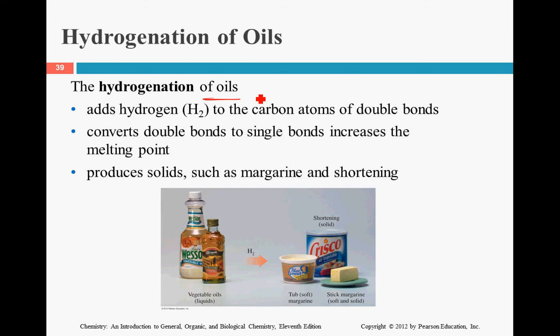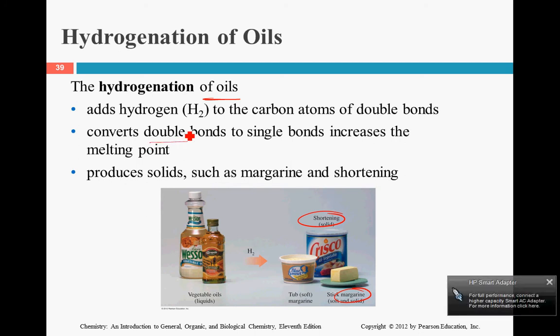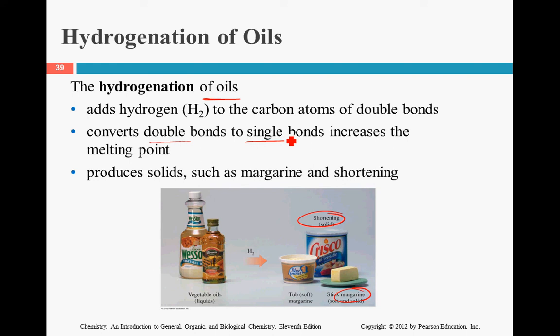Hydrogenation of oils is what manufacturers do to make things like margarine or shortening. They take a vegetable oil that has cis double bonds, as we saw in the previous sections, and add hydrogen across the double bond. This converts the double bond into single bonds. By doing that, you're changing something from a liquid to a solid. And that's why it's going from a liquid version of olive oil over to a solid version of margarine.